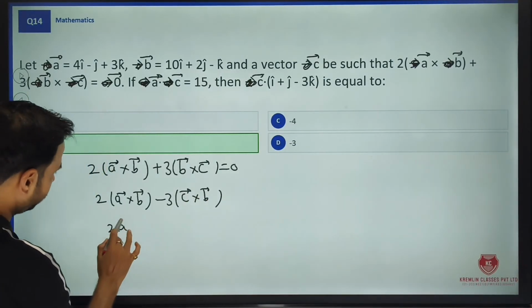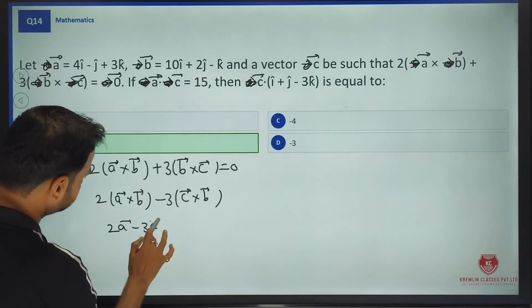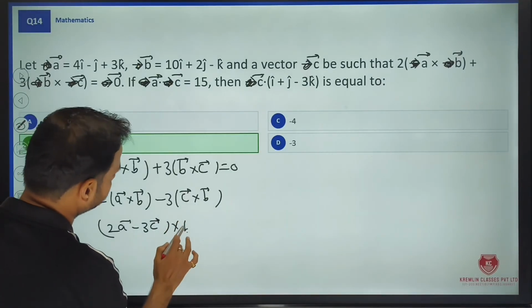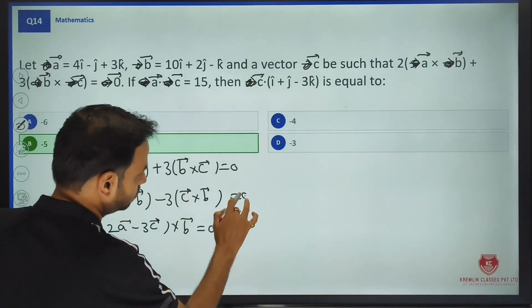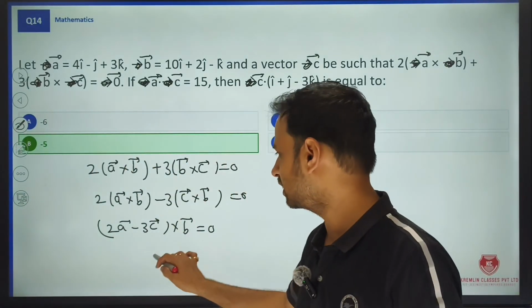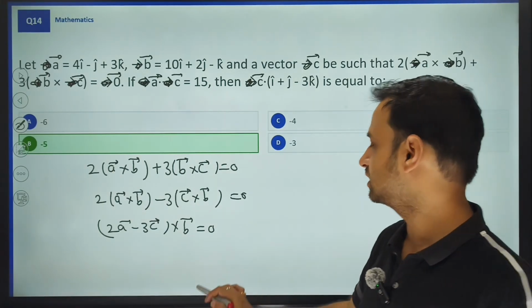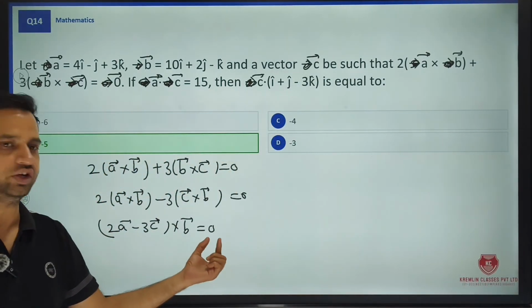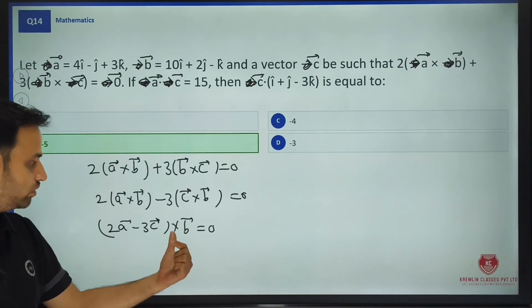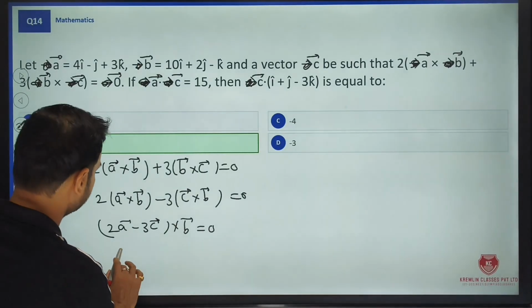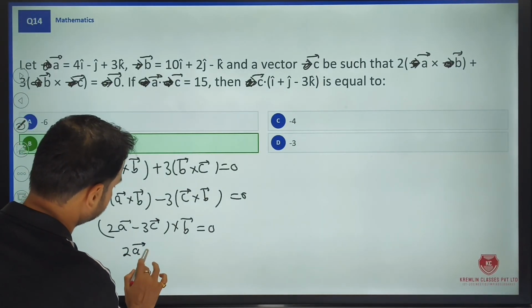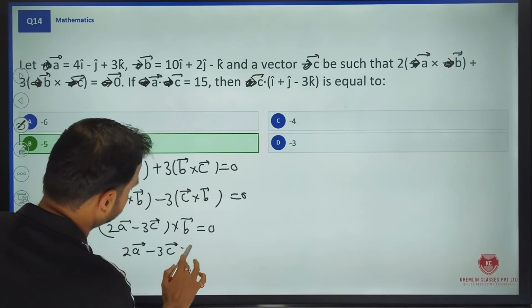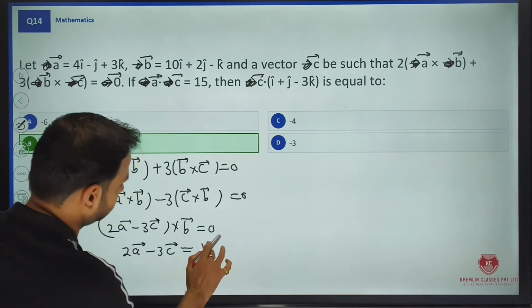We can write 2a vector minus 3c vector cross b vector equals 0. I hope these steps are clear. Very simple steps of addition and subtraction. By this we can see that this vector cross this vector equals 0, which means these two vectors are parallel. So 2a vector minus 3c vector equals lambda b vector.